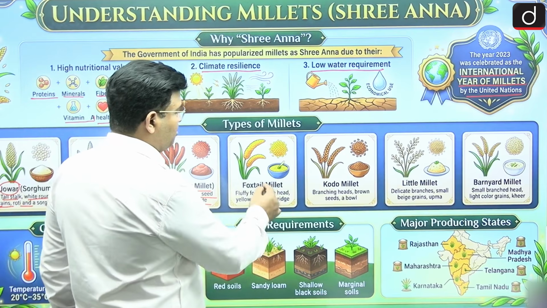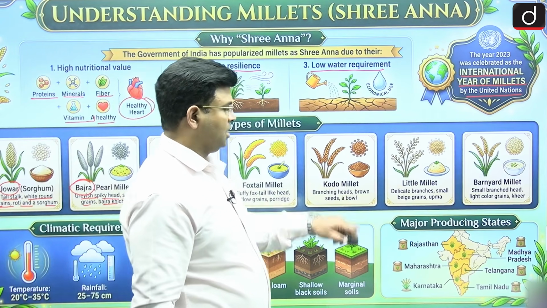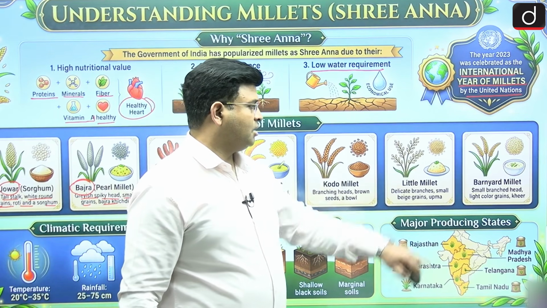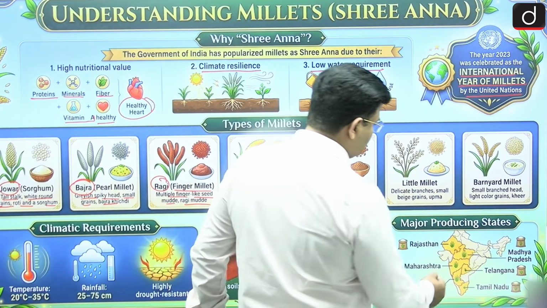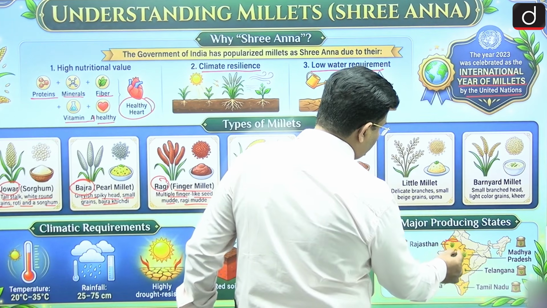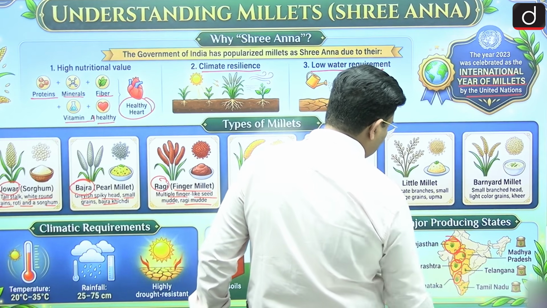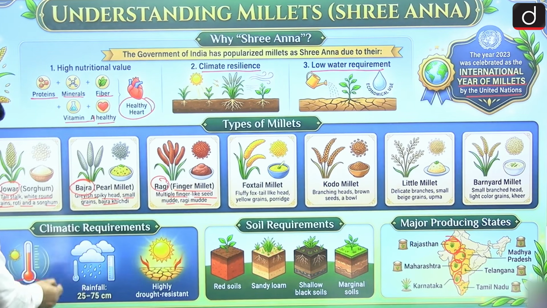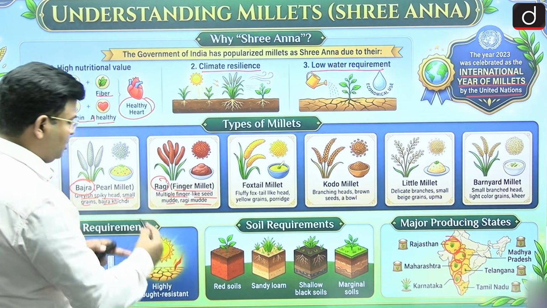Some other important millets are there. Foxtail millet, kodo millet, little millet, and barnyard millet. And here you can see these states where it is growing. Majorly Rajasthan, then Madhya Pradesh, Maharashtra, Karnataka, Tamil Nadu and Telangana, some other regions. So climatic requirement, temperature can be even high, it can be better. It is 20 to 35 degrees Celsius, rainfall 25 to 75 centimeter. It is growing in this range.